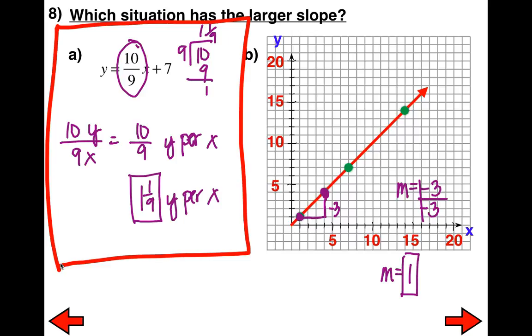And that's it. We have concluded the lesson. Hopefully you got an idea of how slope and unit rates are very similar, actually the same thing. But we also were able to compare them to see which one was greater.